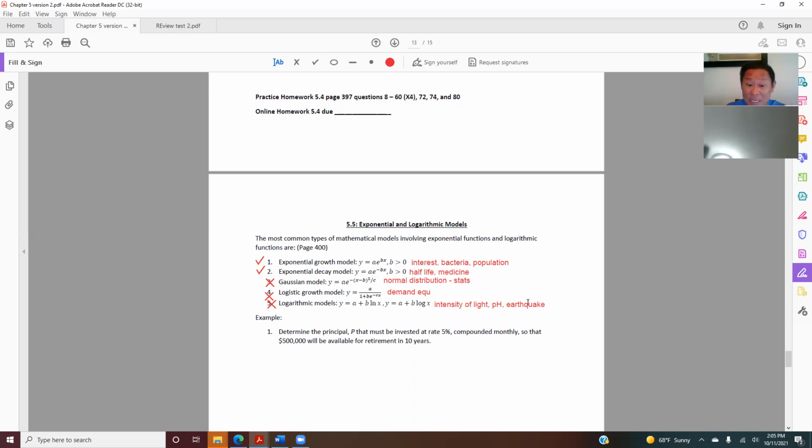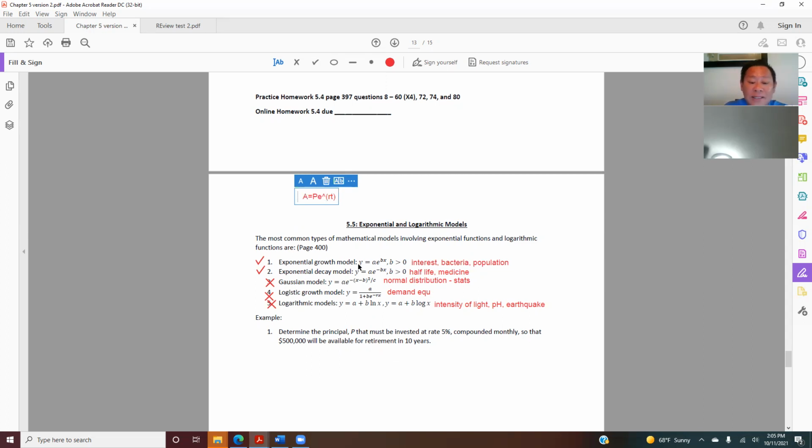Look at your B. If your B is positive, it is growth. If your B is negative, it is decay. So you can always compare this growth or decay model with your PERT, A equals P, remember the PERT formula. The reason I want you to know the PERT formula is that it is similar to this one.